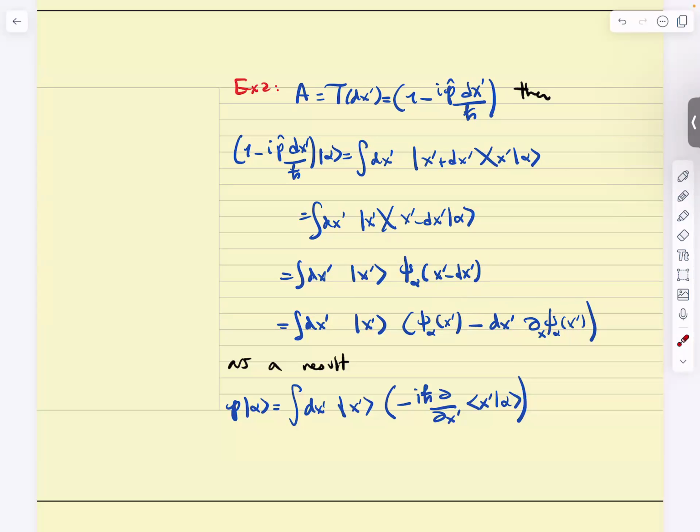As a result, the fact that the left-hand side has to be equal to the right-hand side gives you an expression for the action of the momentum operator written in the x eigenbasis. What does it become? It becomes minus i h bar. Where do I get minus i h bar? From this side, I just bring this factor to the other side.